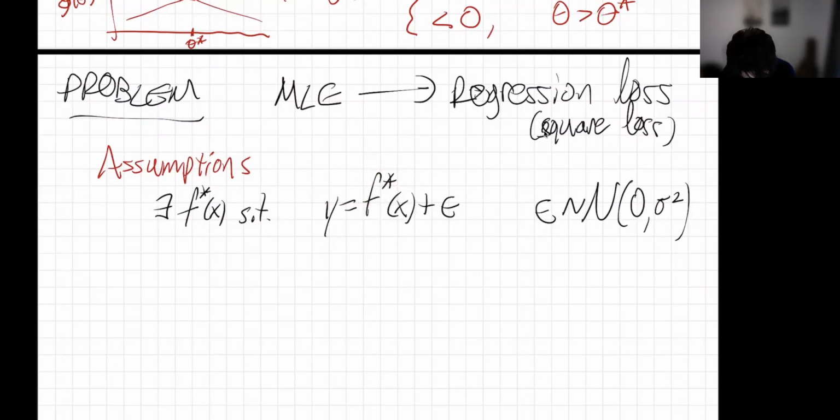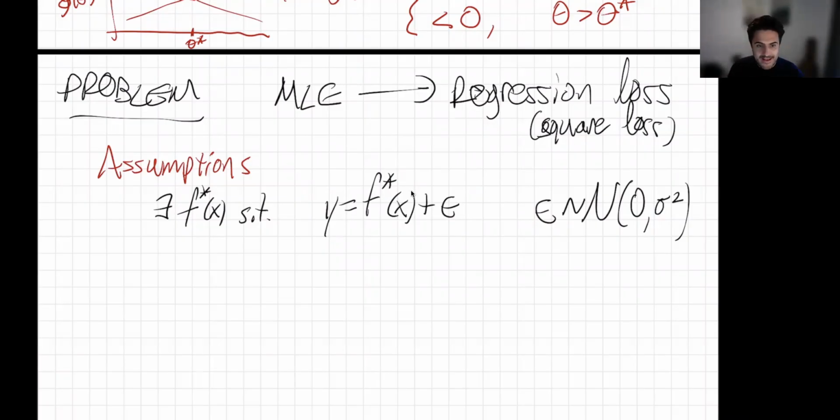There's a few different ways to say that. This true f will give me some number here. I will add some noise, independent IID for each example, which is Gaussian, and that will be my final label. Okay, that is a common model for regression, how data is generated before we do regression.